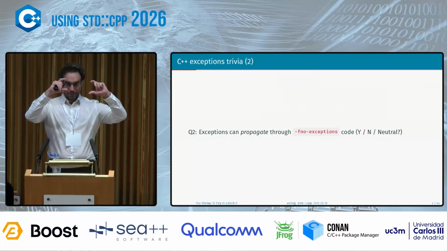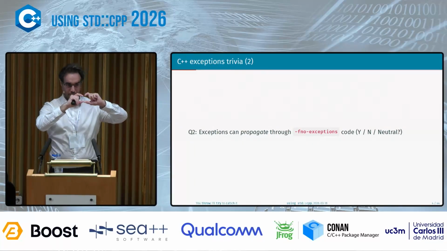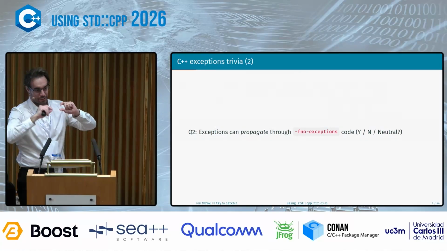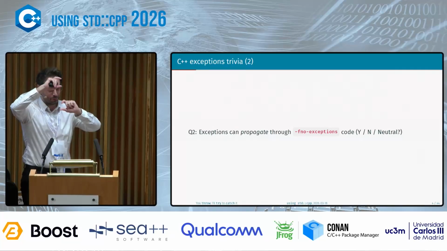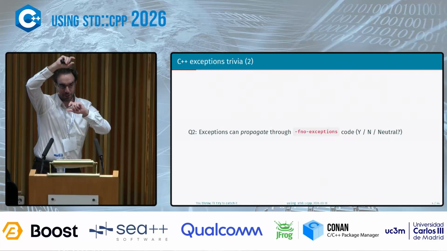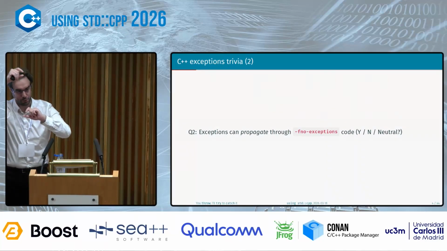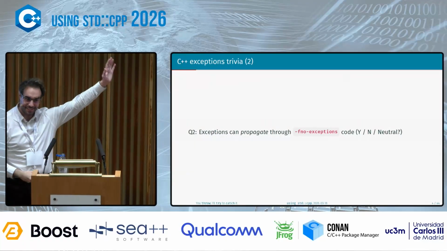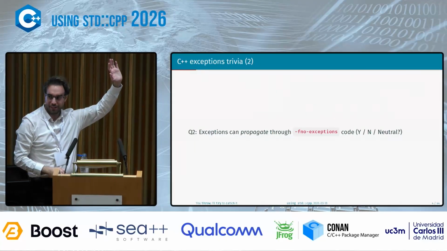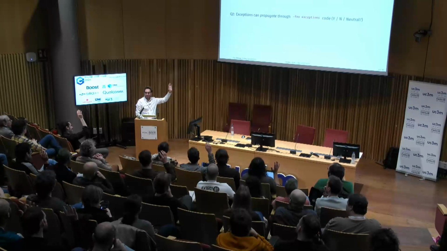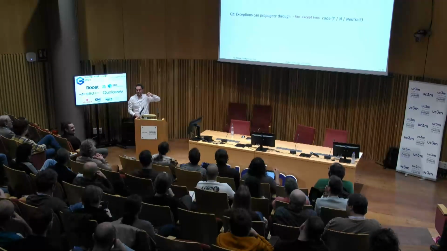Second question, can exceptions propagate through code that has been compiled with no exceptions? Just imagine the following. You have some call stack, you have some function at the bottom that belongs to some translation unit that has been compiled with exceptions enabled. Then you call some other functions that belong to another translation unit that was compiled with no exceptions, and then you have something at the top of your call stack that was compiled again with exceptions. If I throw here and try to catch at the bottom, will it work? Yes? Okay. Who thinks it shouldn't work? Okay. And the rest doesn't have any clue, I guess.